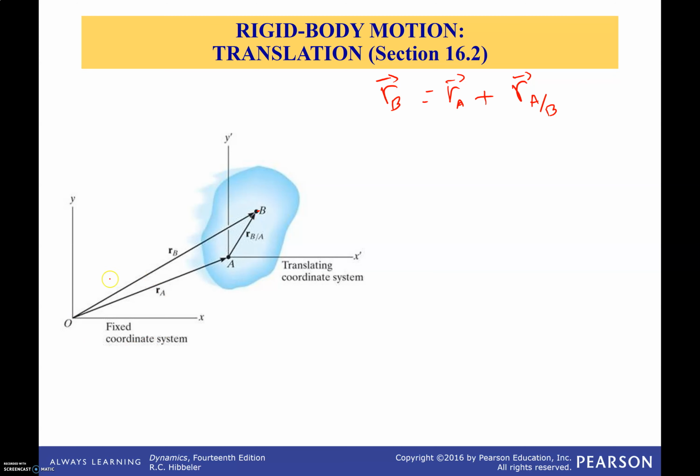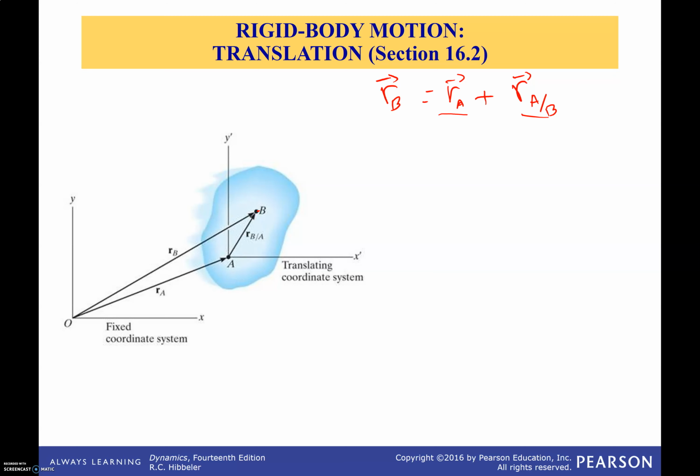You have a fixed coordinate system, and a coordinate system attached to the body. This is the translating coordinate system. You want to describe points in the body, like r_B, by using the attached coordinate system. You look at the position of the origin of that moving coordinate system, and then points relative to that coordinate system. That is the notation that we're going to use.